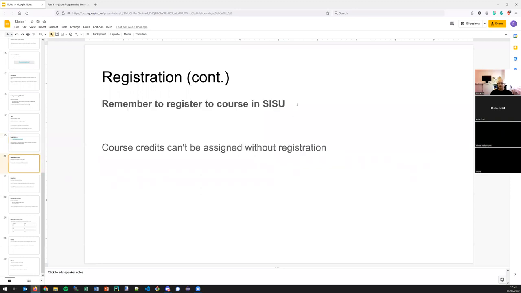And also, if you're a university student, remember to register for the course in SISU if you haven't already. We can't assign you any credits if you haven't done this. So you enroll into the course, or whatever it is in English. But I think most of you have probably done this. If you haven't, just do it after this lecture or something.